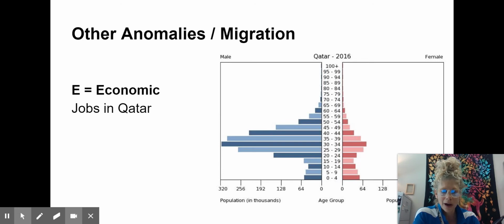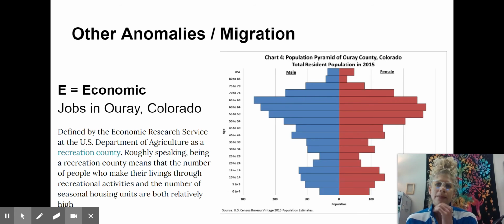But this is in Qatar in the Middle East, and you can see that this is being impacted by economics, because lots of surrounding countries are migrating into Qatar for the gas and petroleum jobs that are there. So what's happening here? You see a huge, heavy side of males because generally males are going into Qatar and finding work, okay?